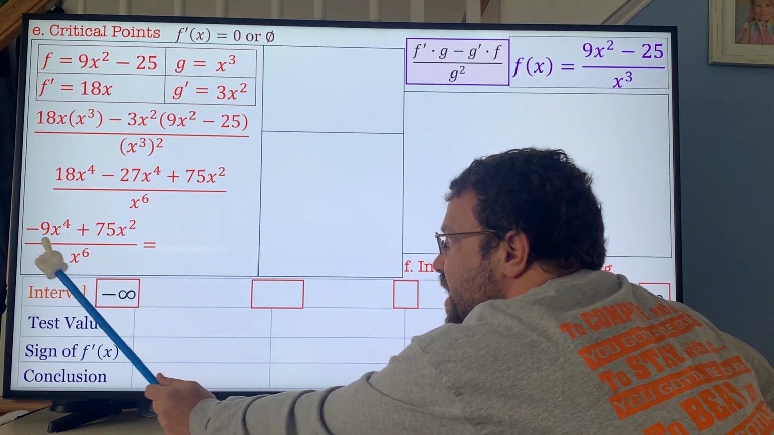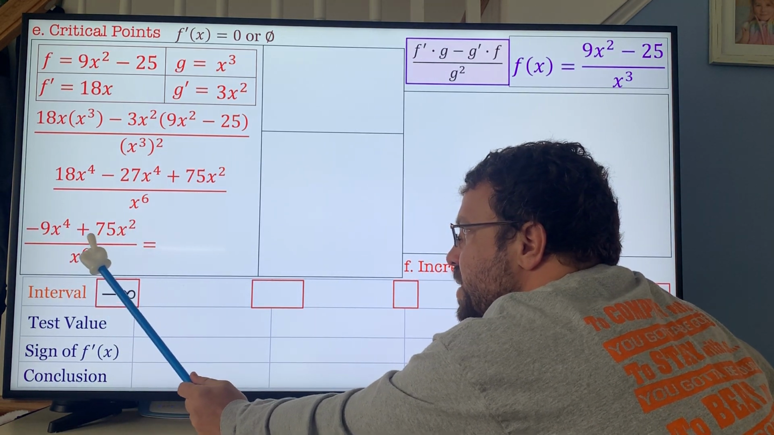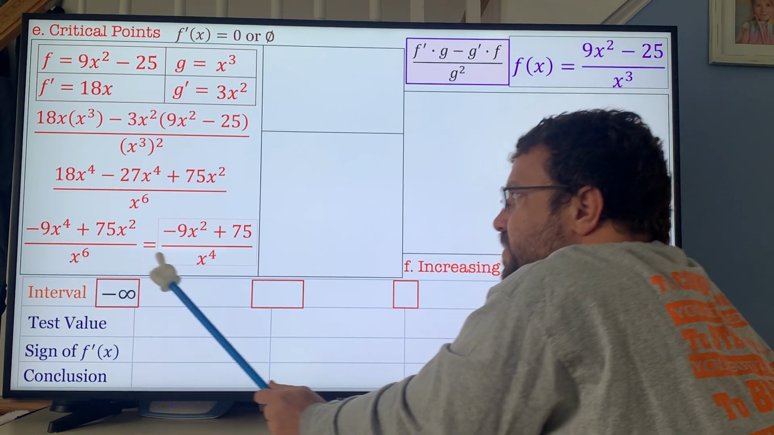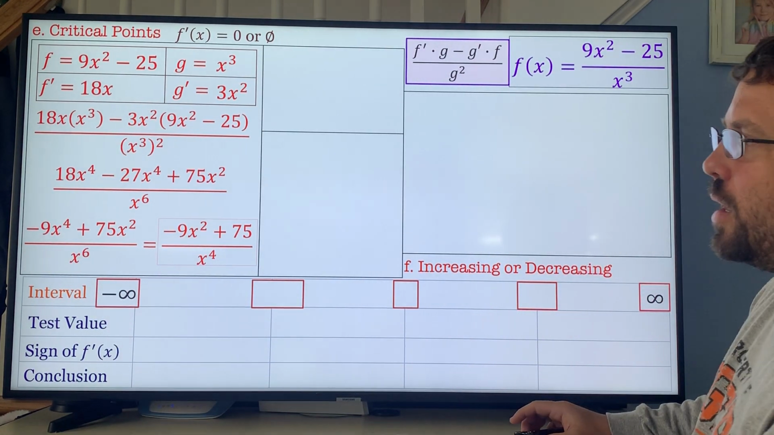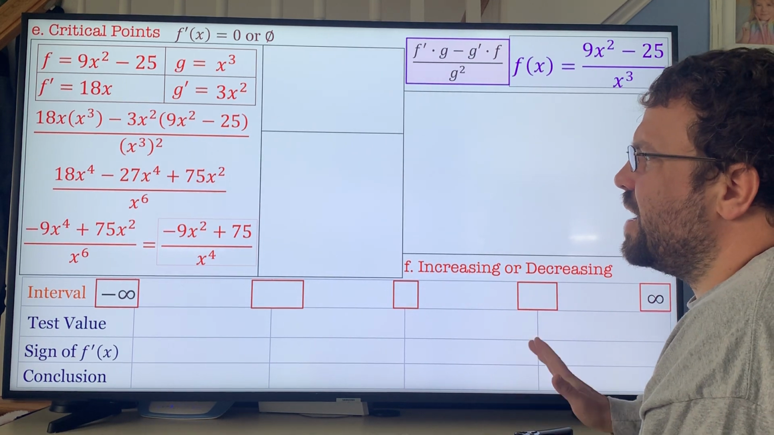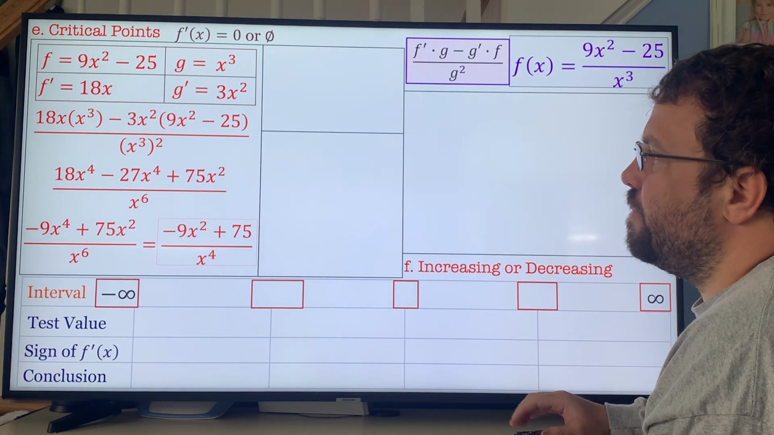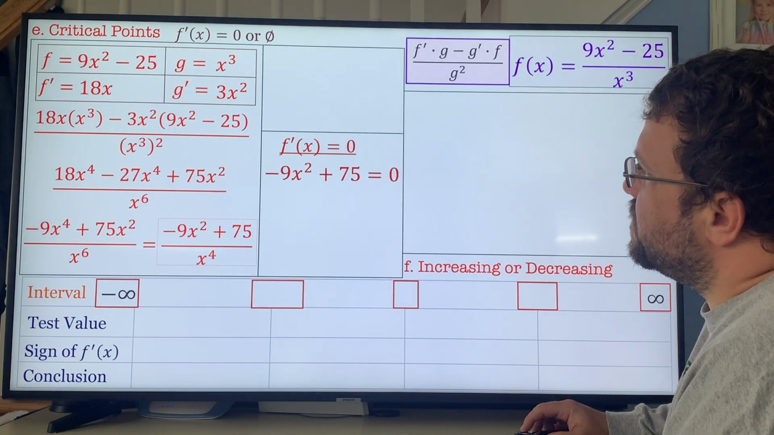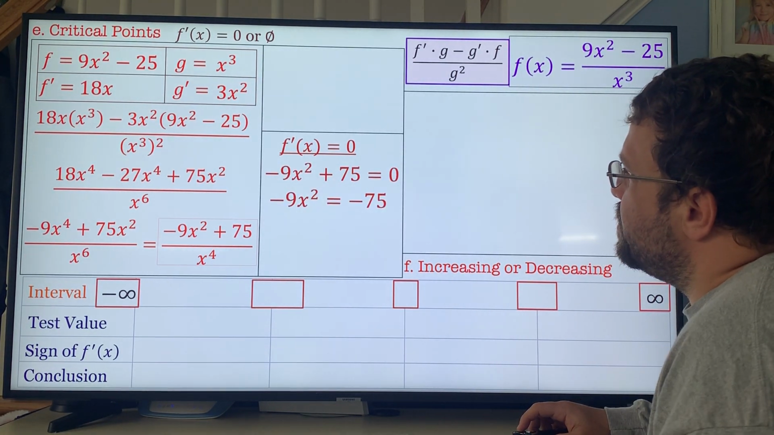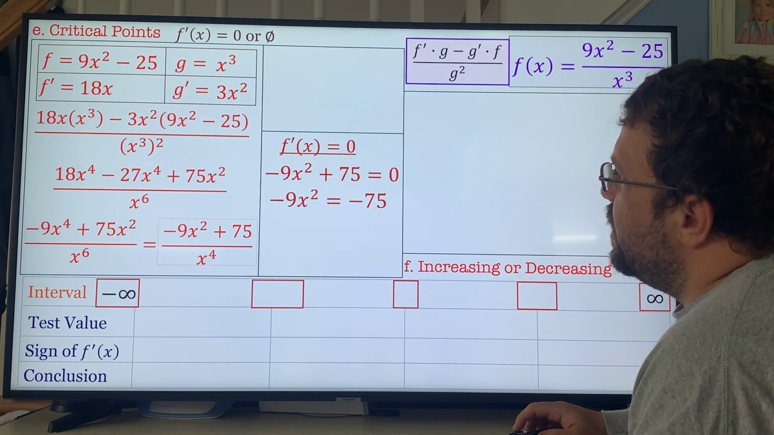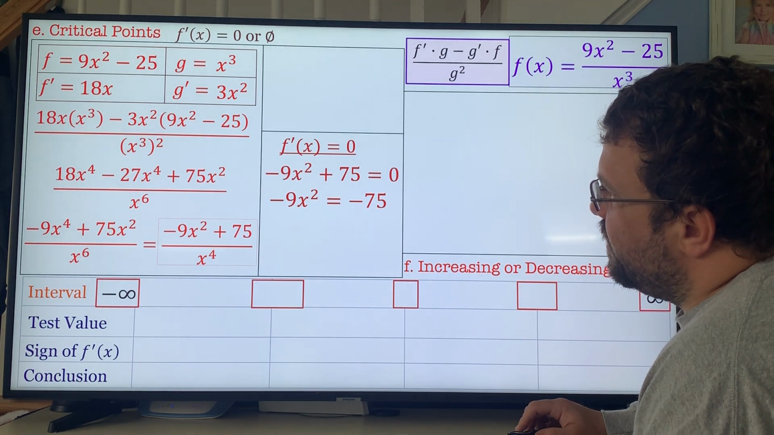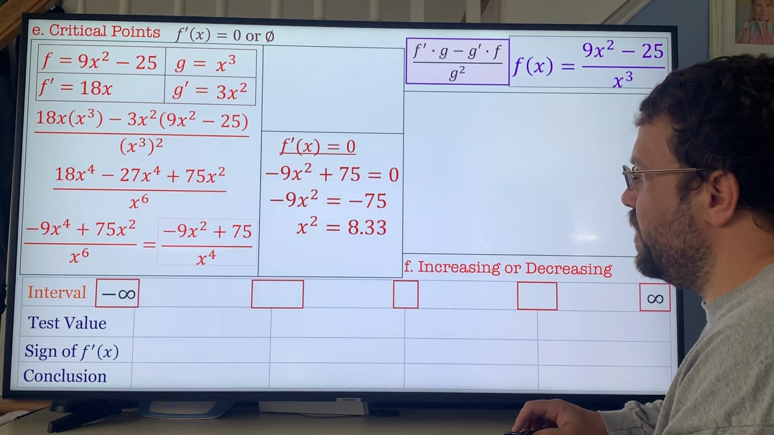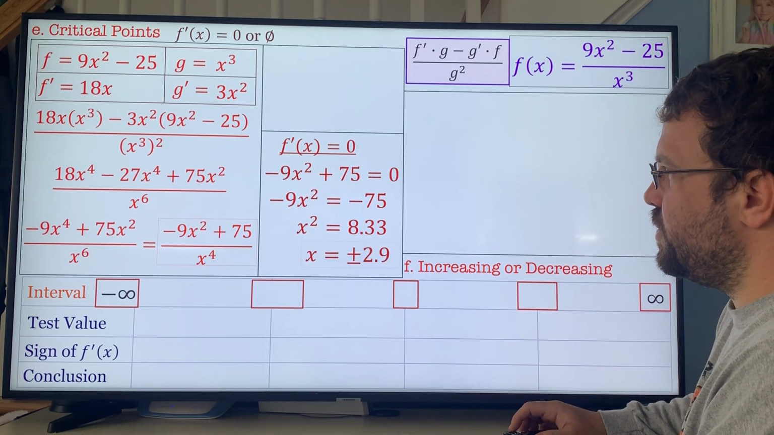Now, can we cancel anything out here? Yeah, you can take out an x squared, leaving this as an x squared, and I can take out 2 here, leaving this as x to the fourth. All right, makes things a heck of a lot easier. Got it? So when f prime of x equals 0, set the top equal to 0. Negative 9x squared equals negative 75. X squared equals 8.33. X is plus or minus 0.29.